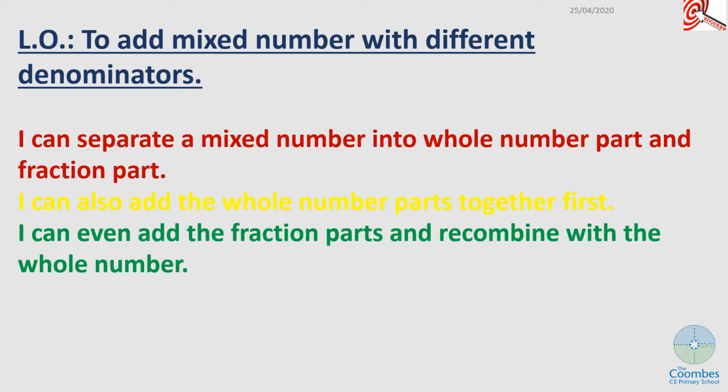There are three success criteria that will help you in adding mixed numbers. First is that you can separate a mixed number into whole number part and fraction part. The second is that you can also add the whole number parts together first. The third is that you can even add the fraction parts and recombine with the whole number part.